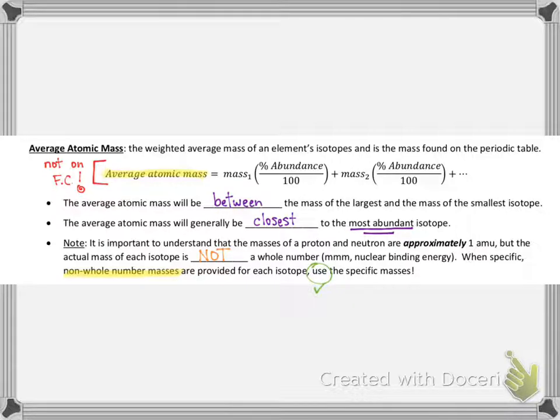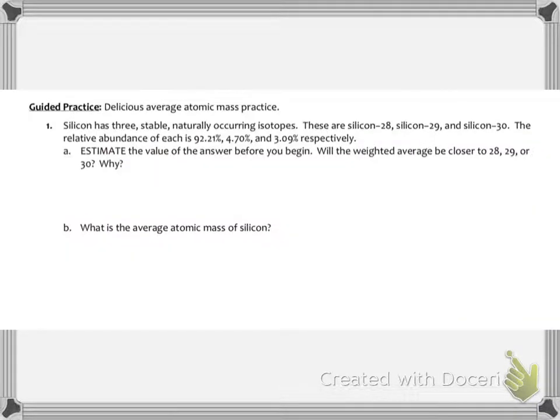Let's try some tasty, tasty math problems. In our first problem, we're going to look at the 3 stable, naturally occurring isotopes of silicon. Silicon 28, 29, and 30. And we give you their relative percent abundances, 92.21%, 4.70%, and 3.09% respectively.